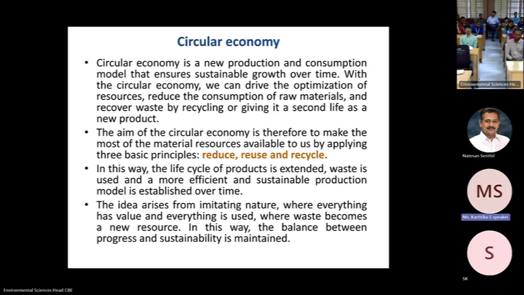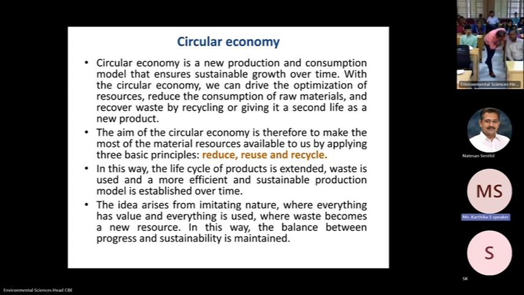We are not a producer. We never created anything. How can we say that it is useless, it is waste, it is not necessary? How can we justify ourselves? We are not a creator. So that's why everything has value and everything is used. Accountability, where waste becomes a new resource. We have to change the concept. We should not say waste. Waste is a new resource for another product.